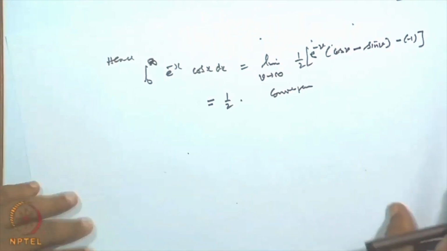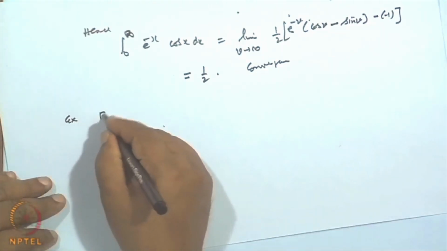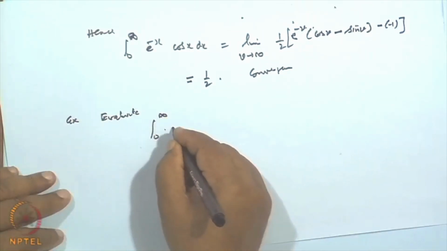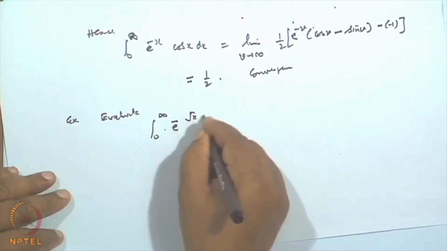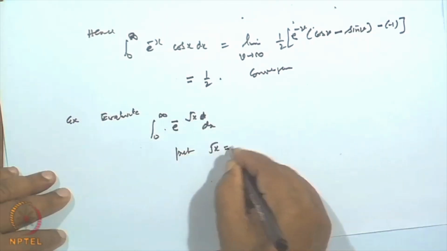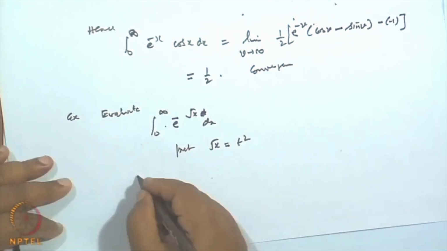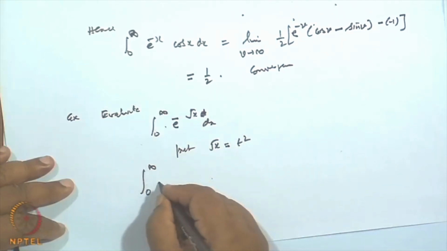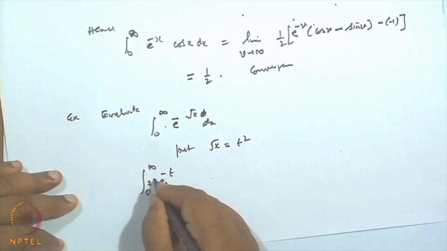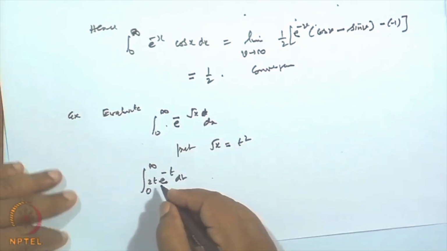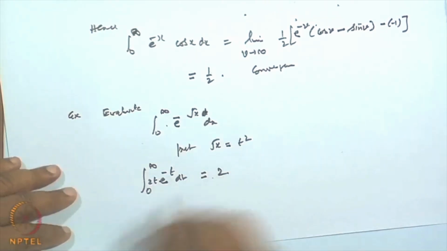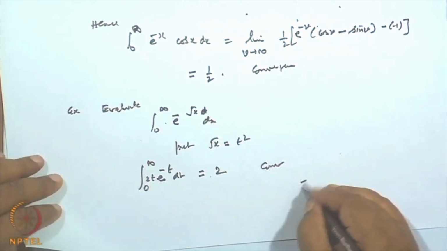Now one more example is, let us evaluate the integral 0 to infinity e to the power minus root x dx. So here if we substitute root x equal to t, then everything will be fine and we get the integral 0 to infinity e to the power minus t into 2t dt, and that's all. So when you integrate, you are getting the value as the answer. So it is convergent, and that is good.